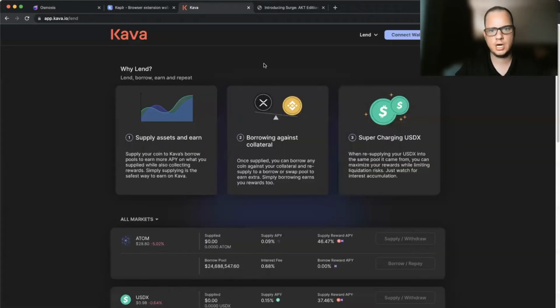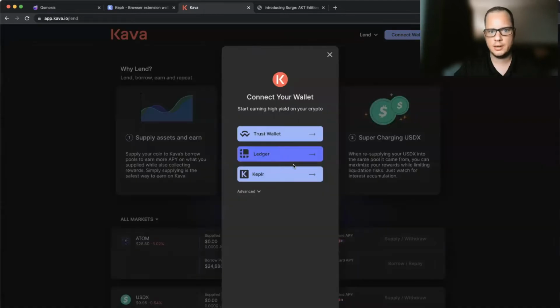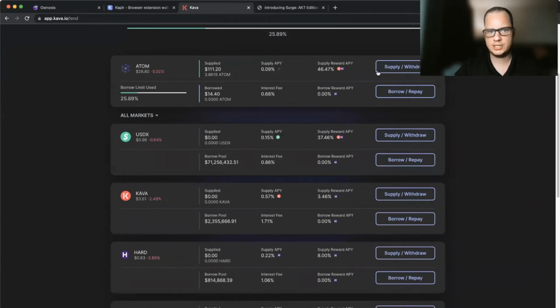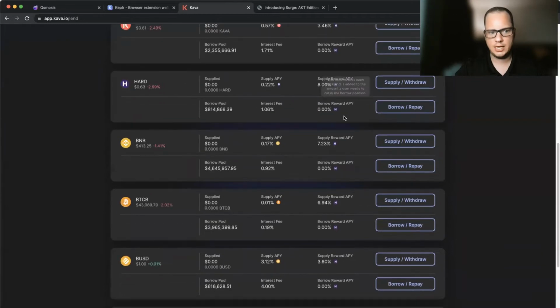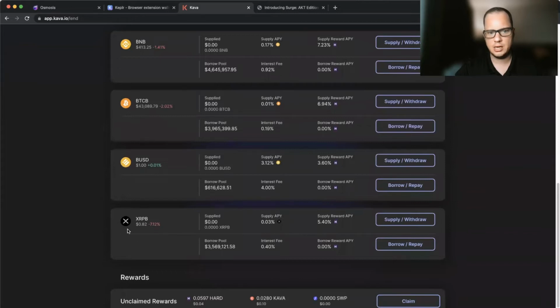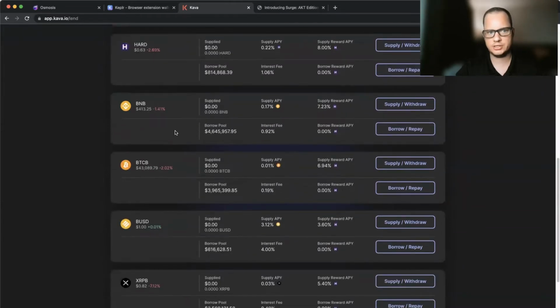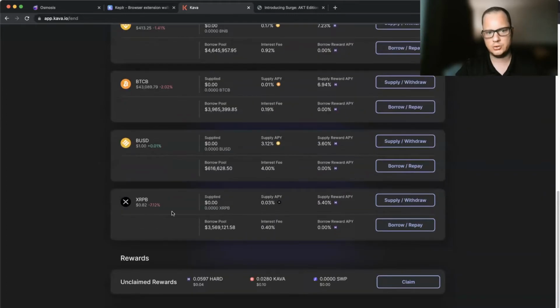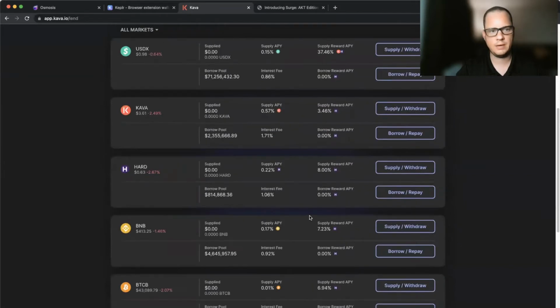So let's run over here to the KAVA lend. We'll connect our wallet, and then you can see here that the supply is enabled for the ATOM token, and it's currently 45% APY for simply lending your ATOM token. And again, it's not live for Akash, but you can see that they have XRP here also. So if you wanted to buy KAVA, send it over here and then trade your KAVA for XRP, which is basically a representation of the actual XRP token on the XRP ledger, then you could do that if you wanted exposure to XRP, and you could get a supply APY of 5.4%.